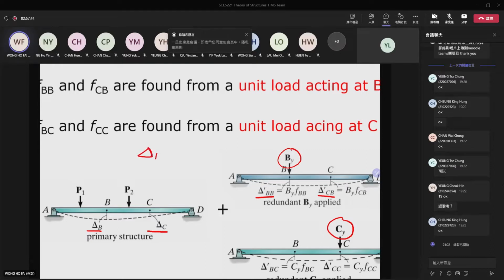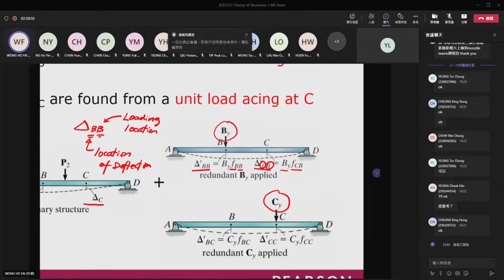Now the first letter is the location of the deflection, and the second letter means the loading location. So here, delta dash BB is the displacement at B when the force is applied at B. Here you can see delta dash CB, that means the location of the deflection is at C, while the location of the force is at B. So it is fCB times By.